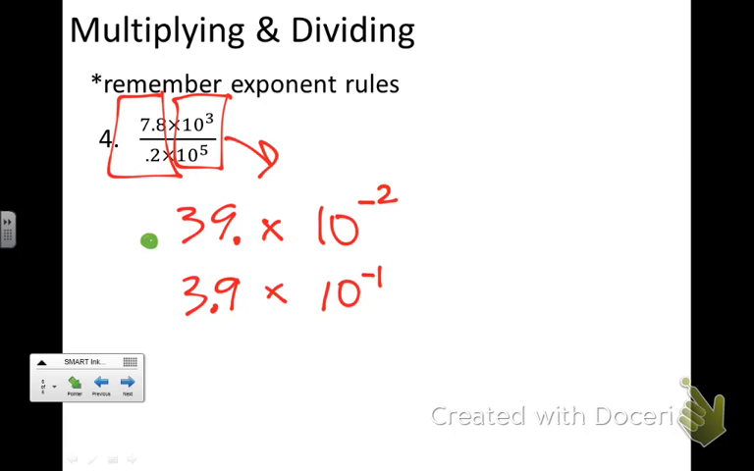Yeah. Why is it that you can subtract the exponents, but you can't subtract the decimals? You can't subtract the decimals because decimals are not in exponent form. They're not written as exponents. So they're actual numbers you can add, subtract, multiply, divide. Okay. Any other questions? Okay.